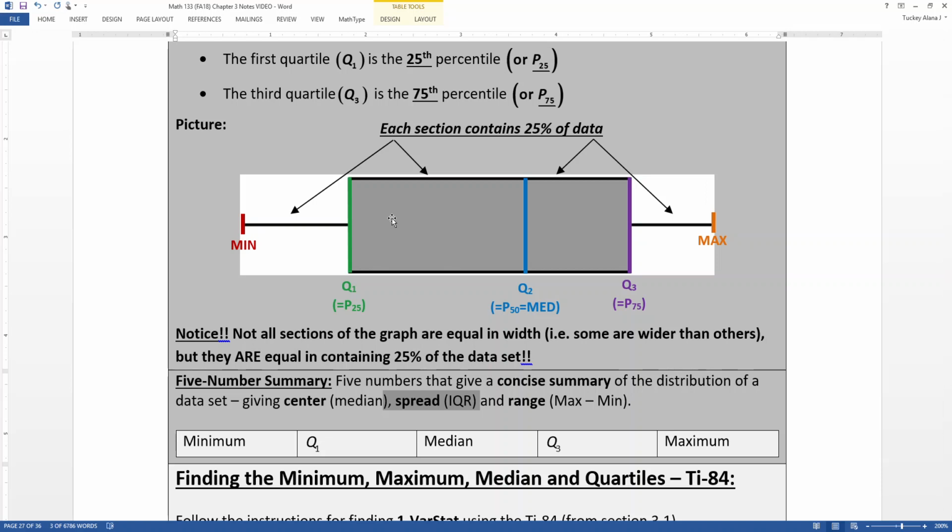Neat, huh? So it's a very, very powerful tool that was invented in the 1900s, and it's gained in popularity more and more. So a very, very powerful graph and a very, very powerful number summary.